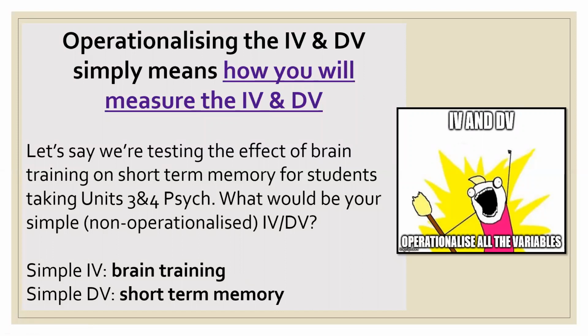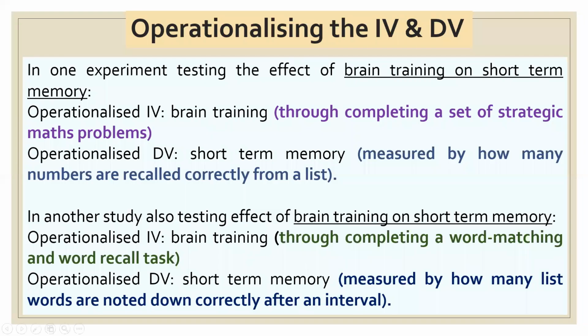If we move on to the next slide though, you'll notice that we have operationalized them. We don't always need to include numbers, but we have included some detail there. So, brain training: how are we going to complete this brain training? This time brain training is going to be through completing strategic maths problems. In another study, the brain training could be through completing a word matching task. So brain training is the same simple IV, but the way we're operationalizing it in 2 studies is different.